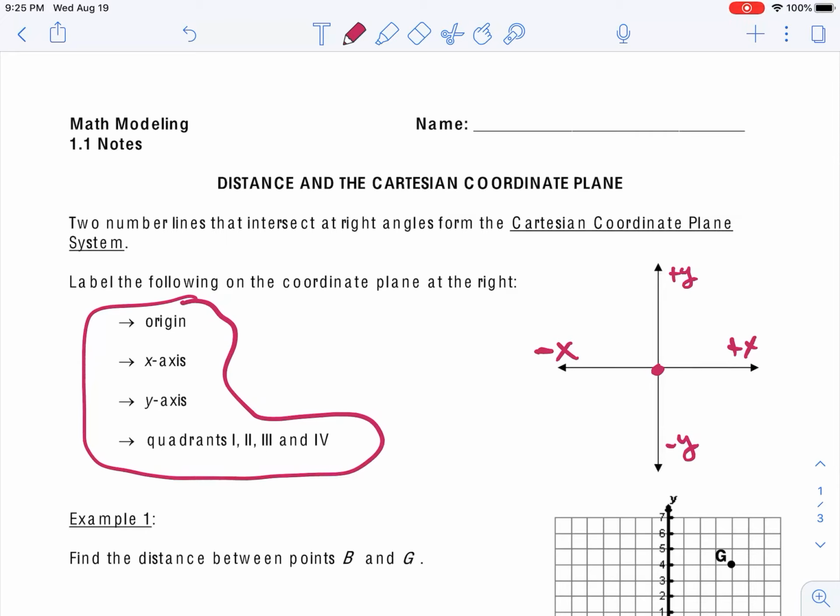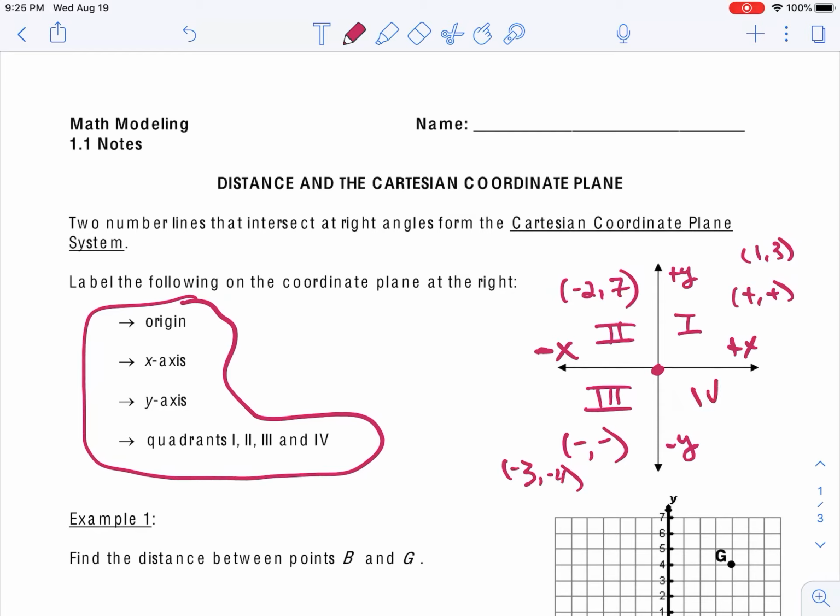What's what? The quadrants. Quadrants start here. Everything that's positive, like your ordered pair would be a 1, 3. Quadrant number 2 is when you have like -2 and then +7. Quadrant 3 is when you have a negative number and a negative number, like -3, -4. And the fourth quadrant is when you have a positive number then a negative number, like 4 and -2, something like that.